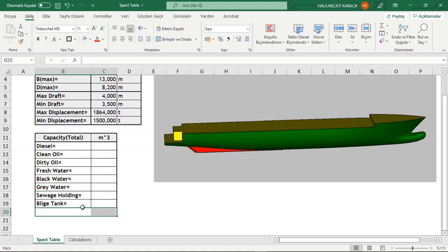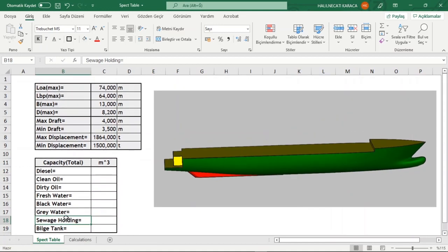Since I didn't write and I don't add it, I delete this place. I've explained everything in the spec table for now. While describing the resistance module, we will first determine the main engine. Then we will calculate the capacities for all tanks. That's it for this lesson. See you in the next lesson.